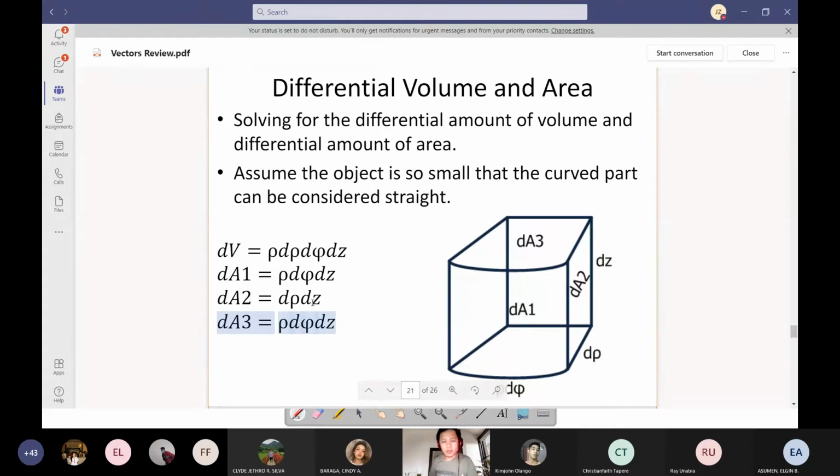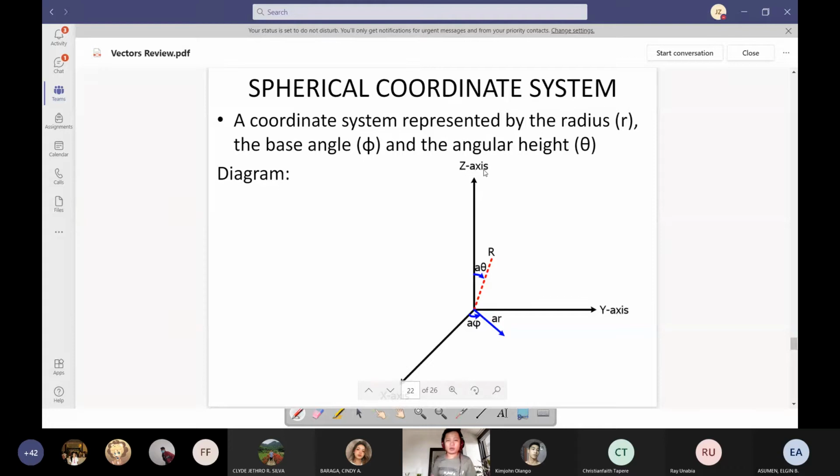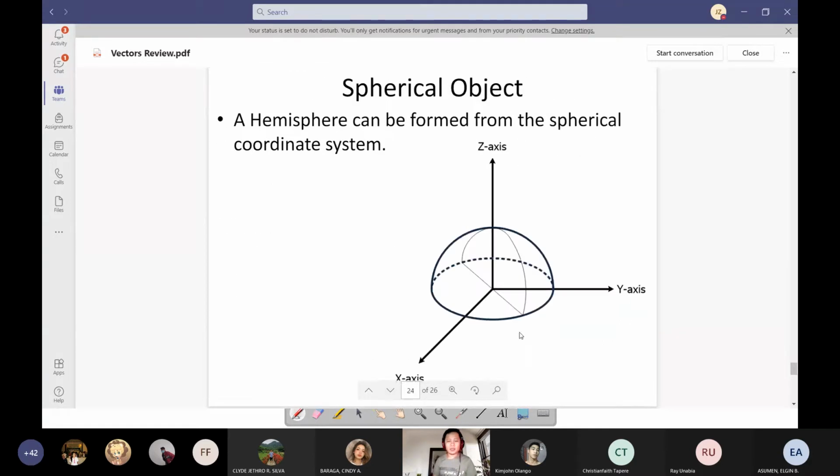Okay, so that is for the cylindrical coordinate system. Next, the last type of coordinate system, you have the spherical coordinate system. Why is it called spherical coordinate system? Of course, because you can form a sphere from this coordinate system using the x, y, and z axis as your basis. But it's just a hemisphere. Only half of the sphere can be formed. The other half will be the opposite side.